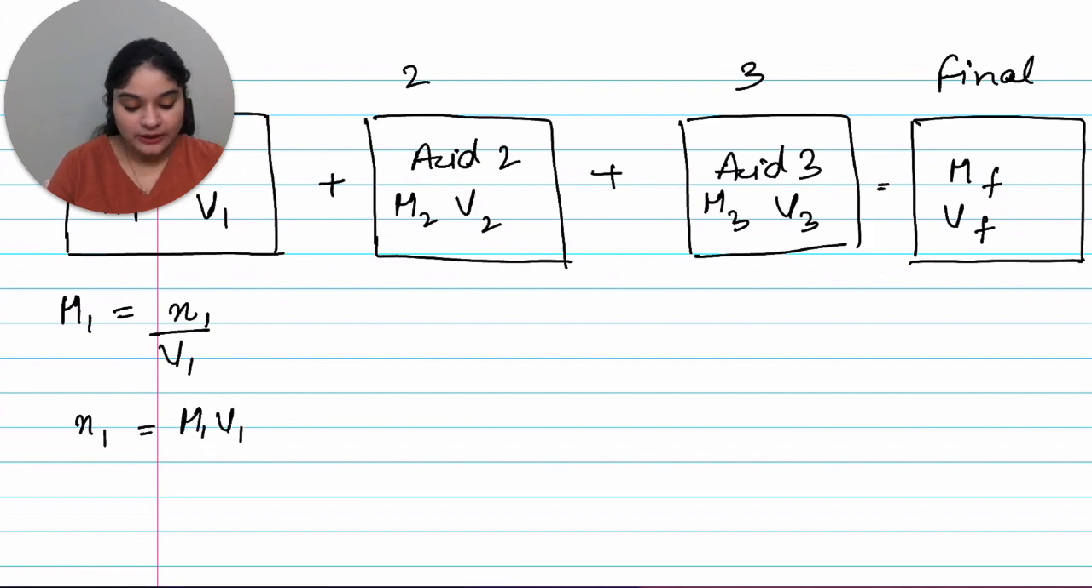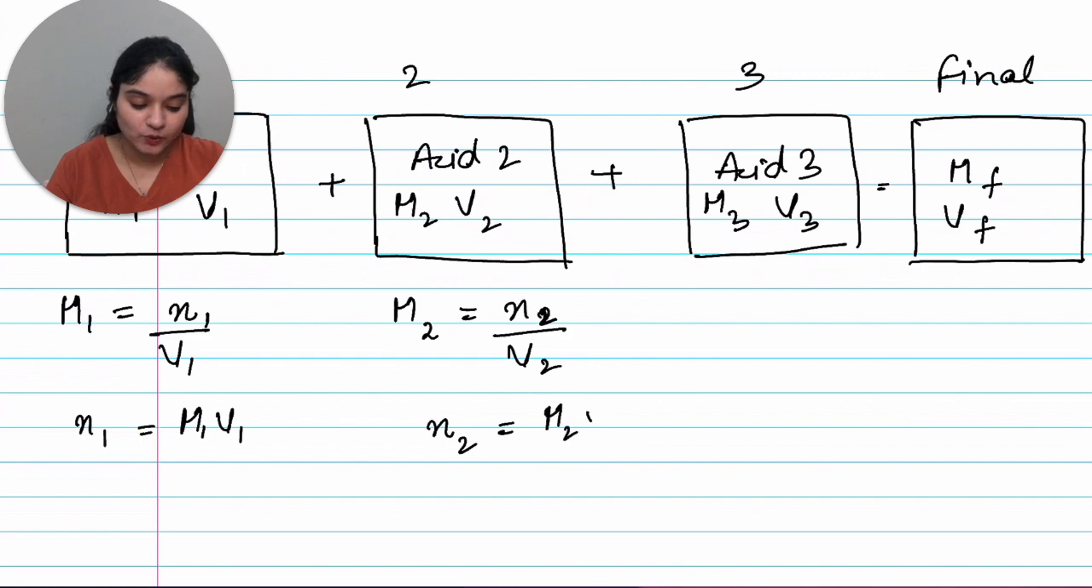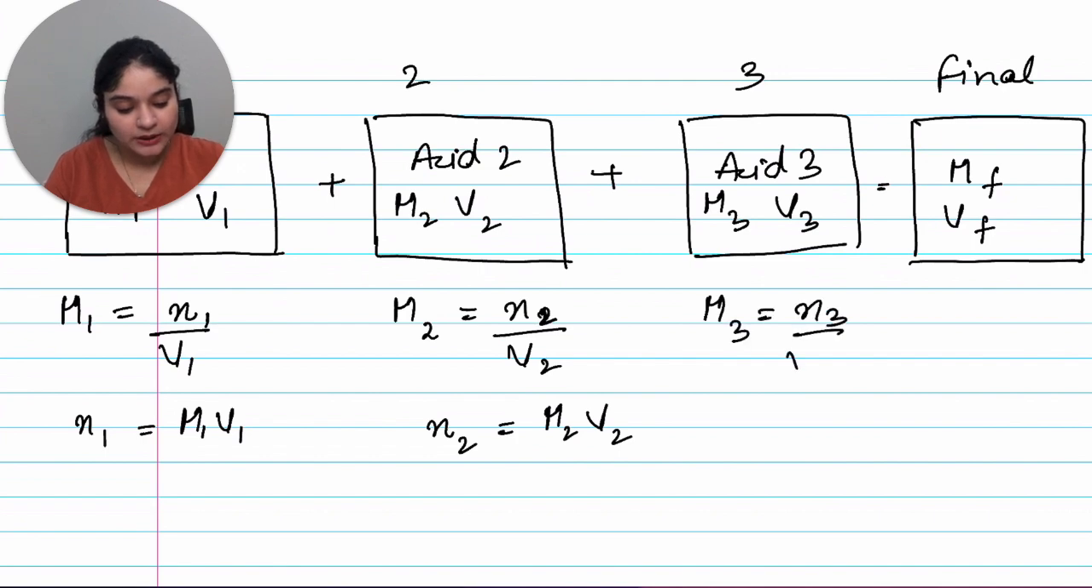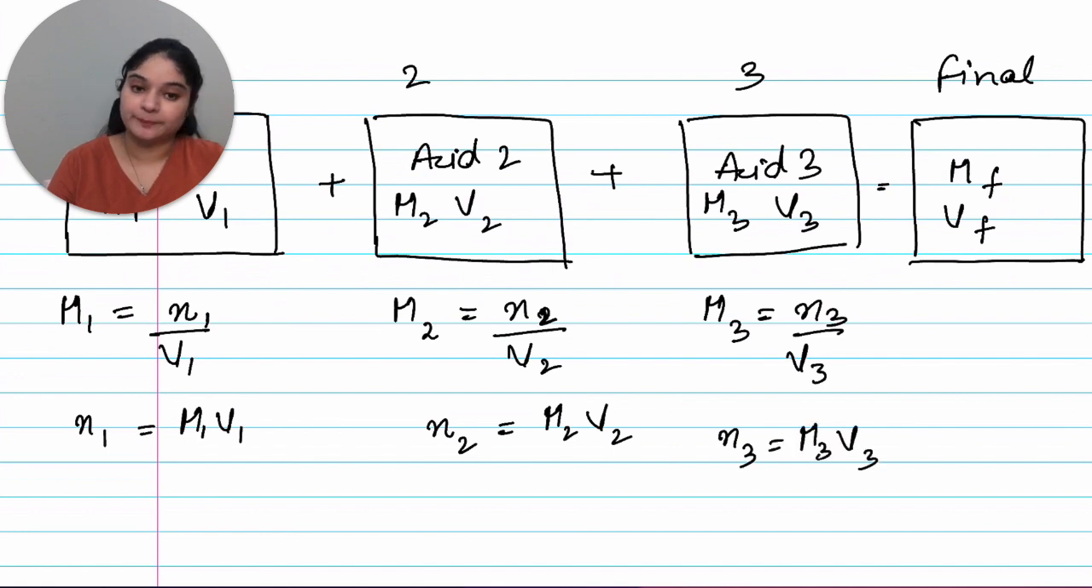That is correct. Let's do the same thing for the second one. Molarity will be equal to number of moles upon volume, so M2 equals N2 upon V2, and you can calculate the number of moles as M2 times V2. Let's do the same thing for the third: M3 equals N3 by V3, and your number of moles will be equal to M3 times V3. Okay. So this is what is happening.